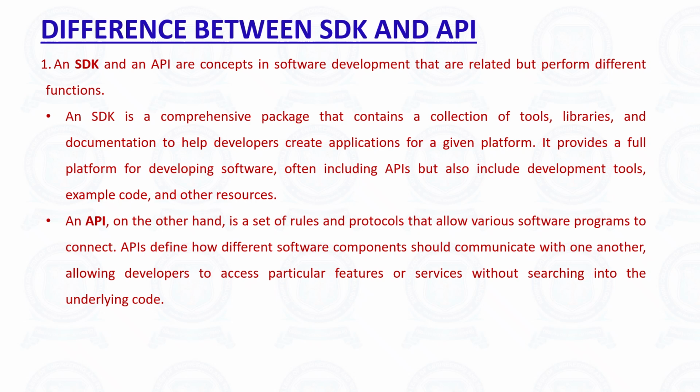An API, on the other hand, is a set of rules and protocols that allow various software programs to connect. APIs define how different software components should communicate with one another, allowing developers to access particular features or services without searching into the underlying code.